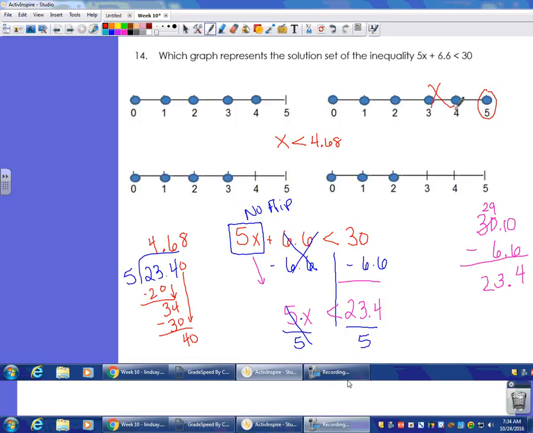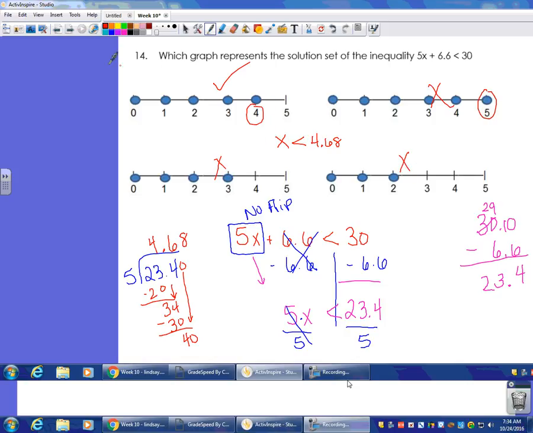Now all of these have numbers that are less than 4.68, but we need to choose the one with all of the numbers. Okay, so this one has 3, which is less than 4.68, and so are all these. 2 is also less than 4.68. Is 4 less than 4.68? Yes, it is. So that is the only one that shows all of the answers, all of the possibilities.